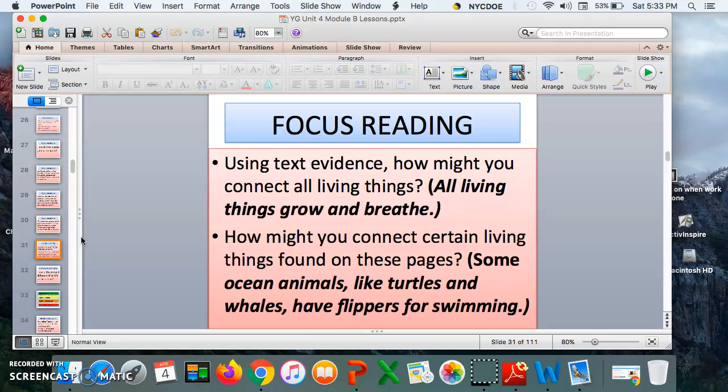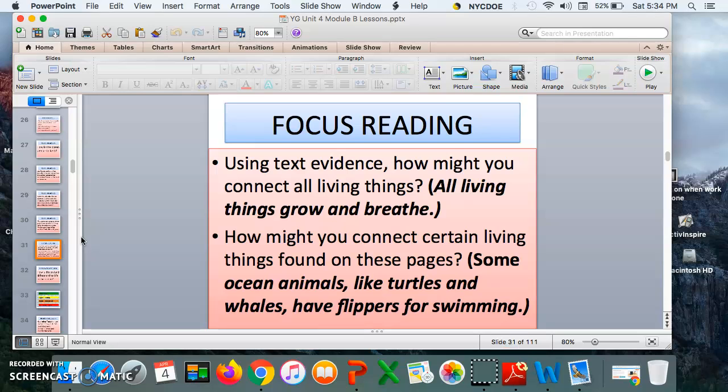For our focus reading, using text evidence, how might you connect all living things? I would say all living things grow and breathe. Next question. How might you connect certain living things found on these pages, which are pages 8 to 11 that we read today? Some ocean animals like turtles and whales have flippers for swimming.